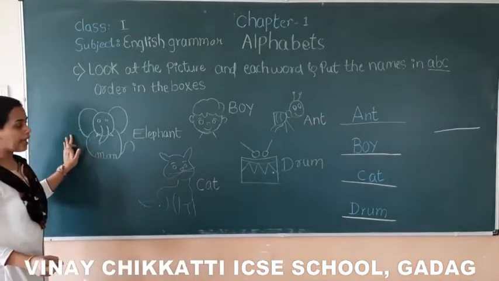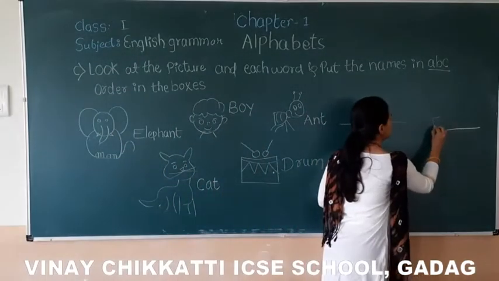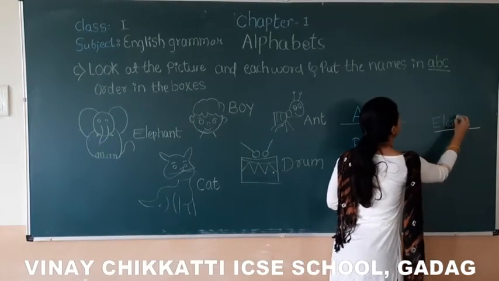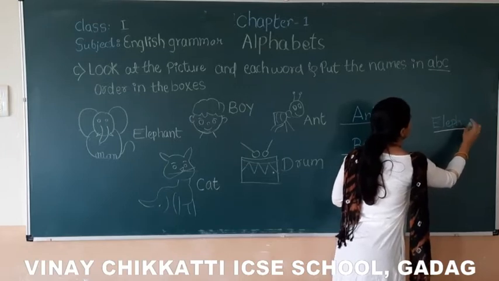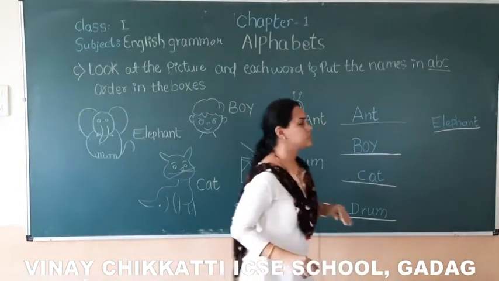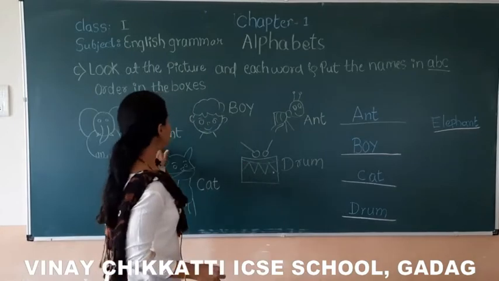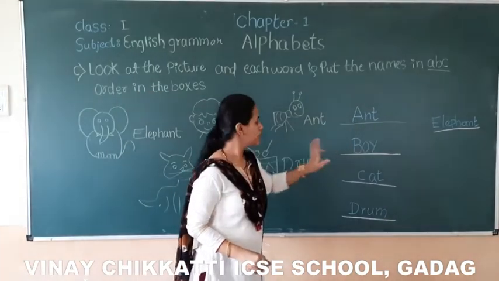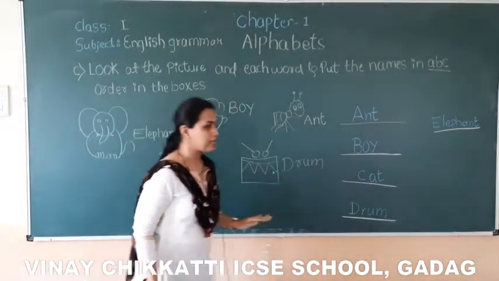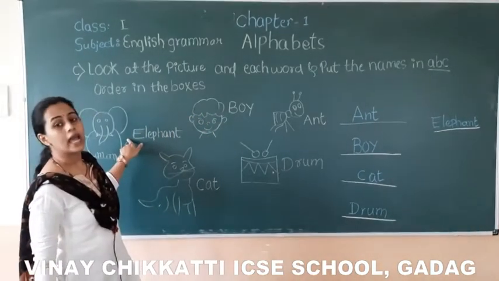E for elephant. E, L, E, P, H, A, N, T. Elephant. So, A, B, C, D, E. A for ant. B for boy. C for cat. D for drum. E for elephant.